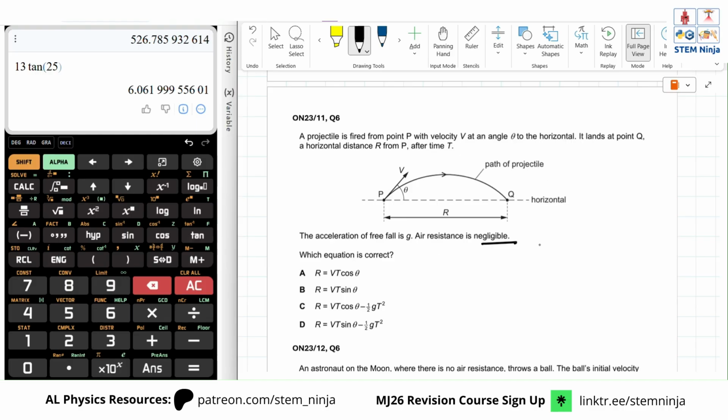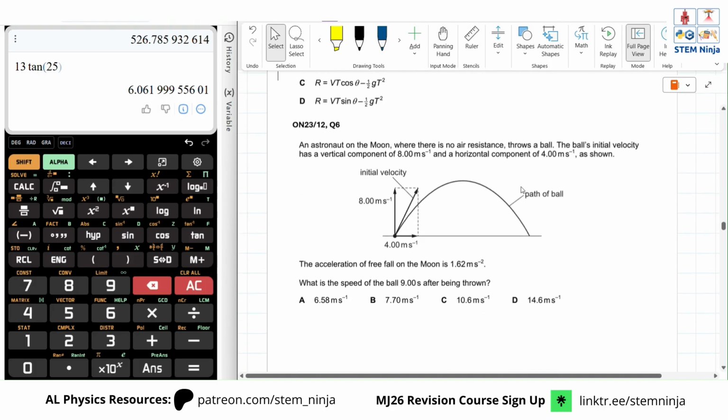So for r, T is the time of flight and ux is the horizontal velocity, which remains the same. So v cos theta times t. So vT cos theta, that would be the correct answer.